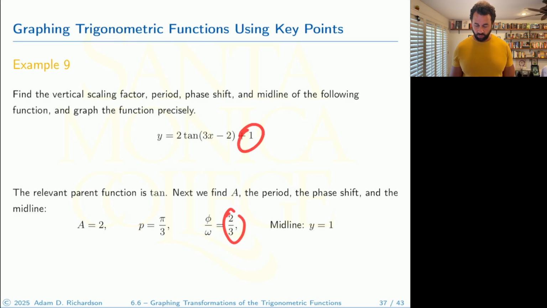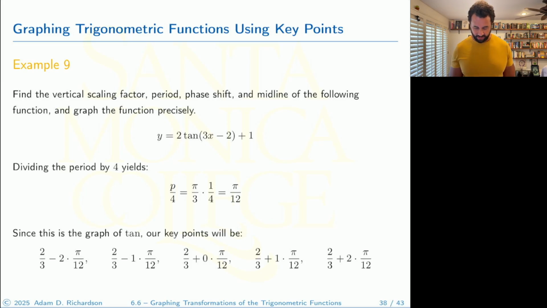And the midline is at 1. Now, because it's tangent, remember the key points are going to be symmetric about, well, I don't want to say the y-axis. They're going to be symmetric around a 0, I guess you could say, or not even a 0. That's not quite accurate. They're going to go from -2 to 2 instead of from 0 to 4. I'll just say it that way.